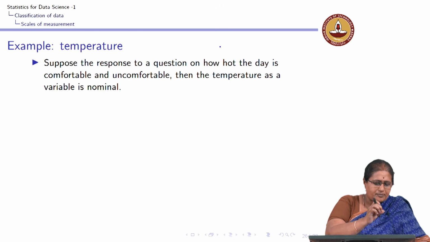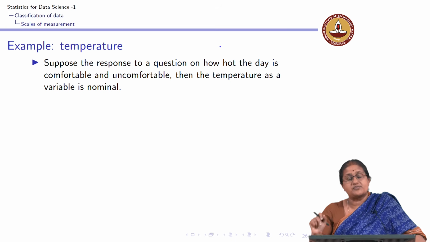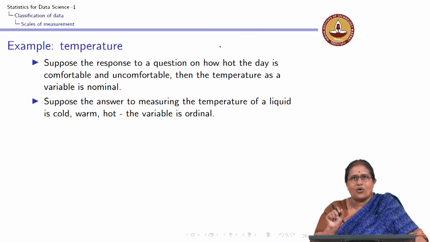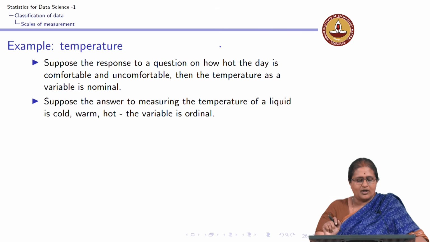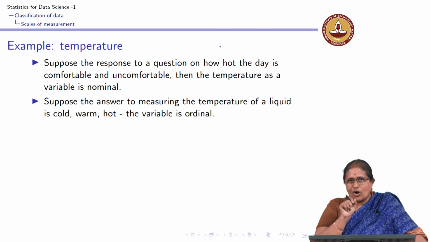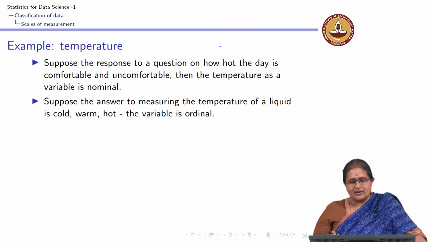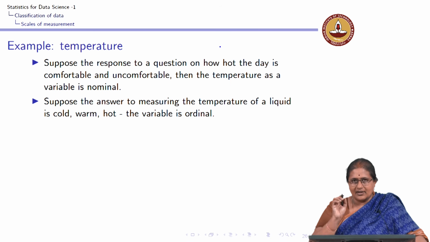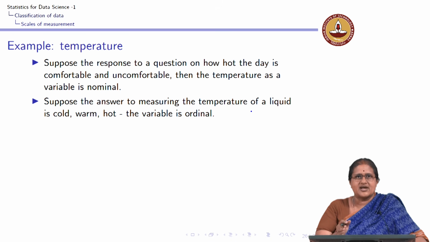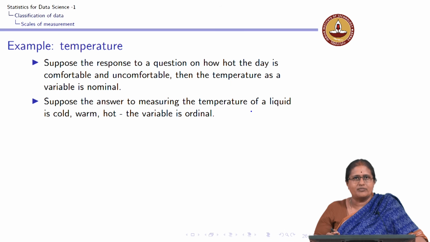Now, suppose temperature is again the variable of interest, but here I am interested in knowing how hot a liquid is, whether it is cold, warm or hot. You see that there is an order in this variable. I know warm is warmer than cold and hot is warmer than warm. The variable is ordinal. However, here I do not know whether the difference between a warm and a cold beverage is the same as between a hot and a warm beverage.